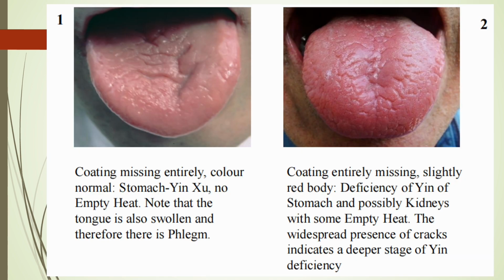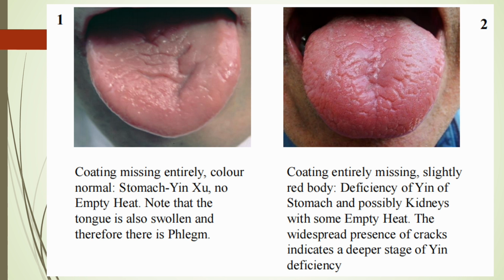Degrees of yin deficiency. Yin deficiency is a gradual process which develops over years. The absence of coating in a tongue with a normal body color indicates fairly advanced yin deficiency but without empty heat. The following slides are illustrations of varying degrees of yin deficiency. So the first tongue, the coating is missing entirely. The color is normal. So this is stomach yin deficiency with no empty heat. Note that the tongue is also swollen and therefore there is phlegm.